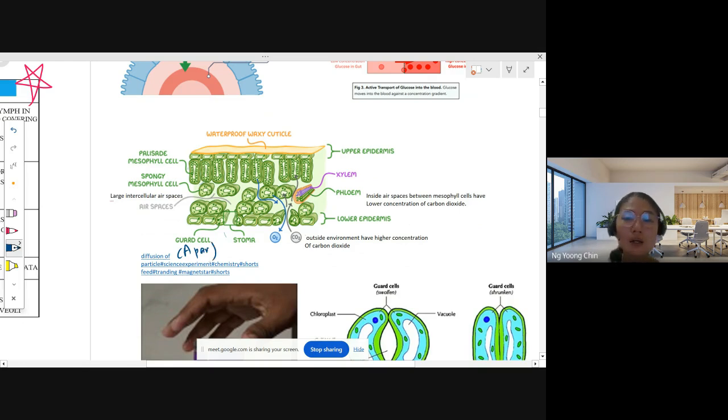So how is the leaf able to do the gaseous exchange, like in human? Okay, let's talk about in human. For example, in human, we will inhale oxygen, right? Yeah, we will inhale oxygen and we will exhale carbon dioxide.